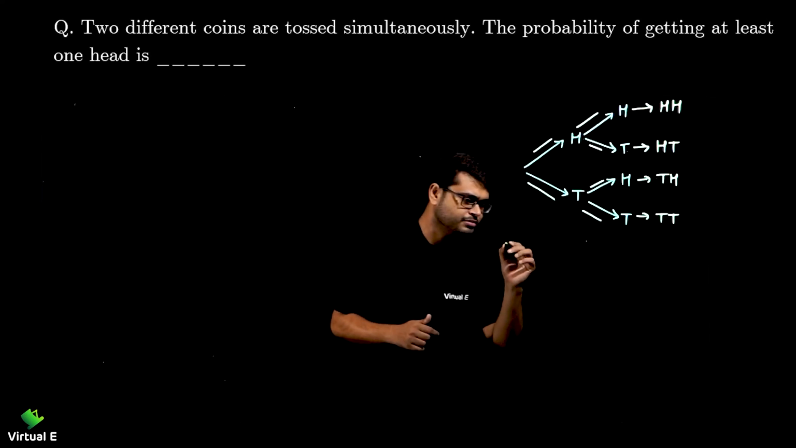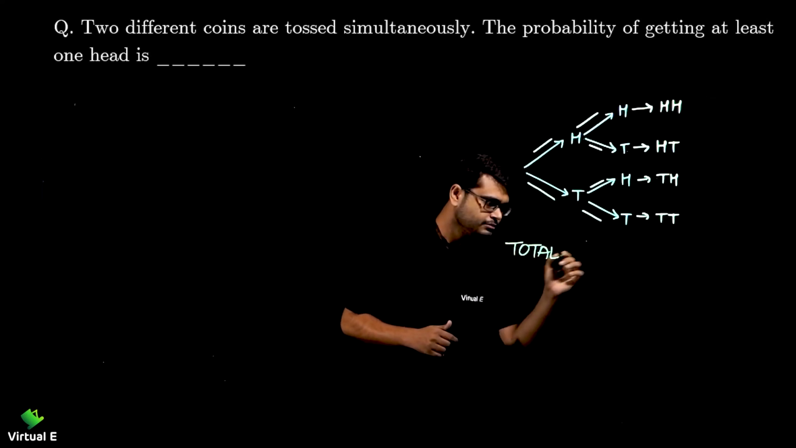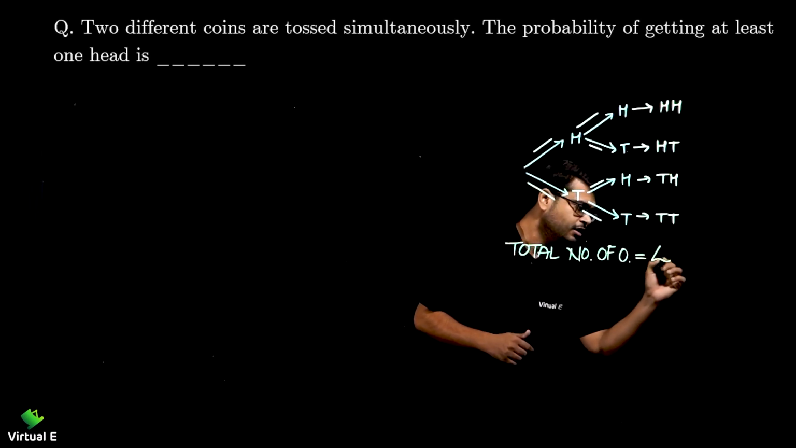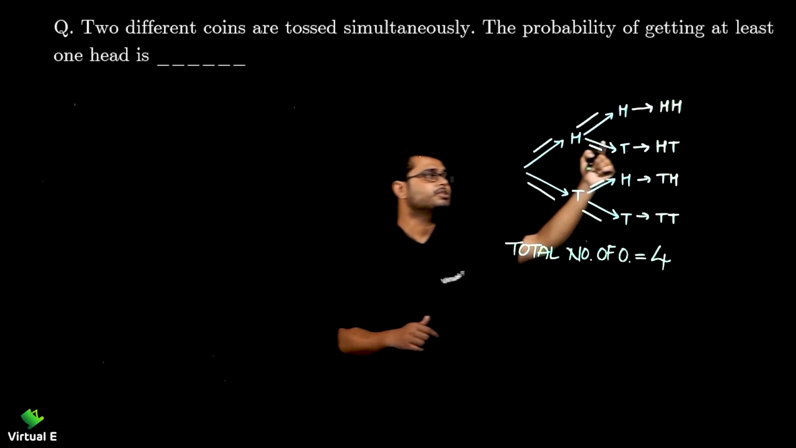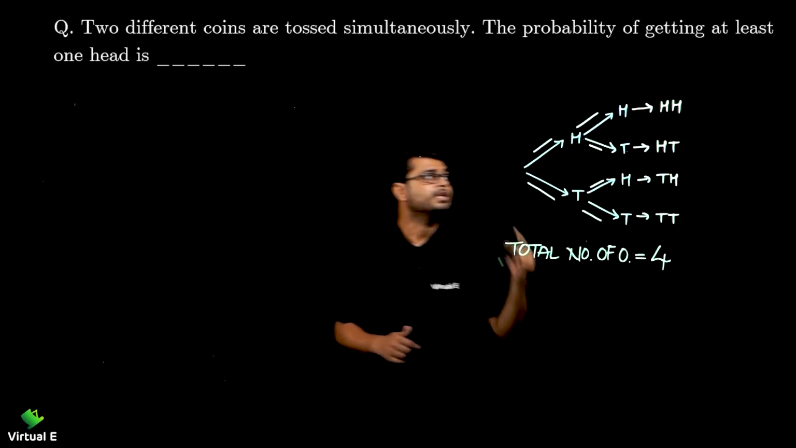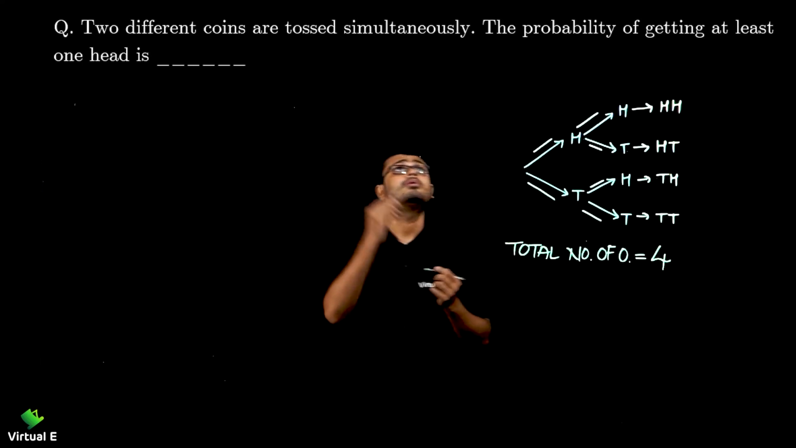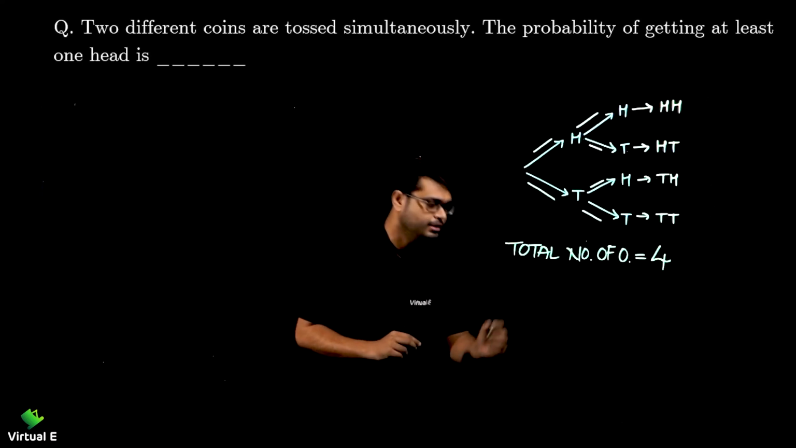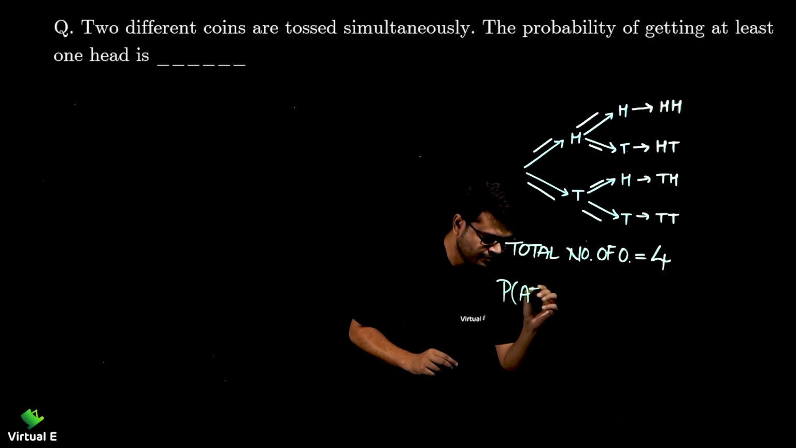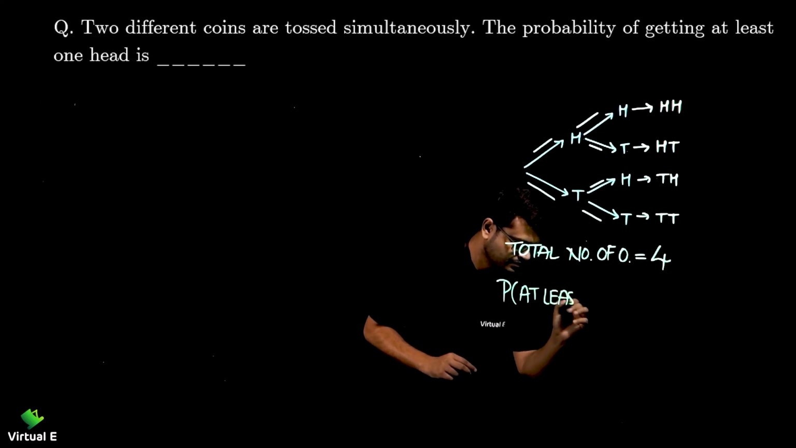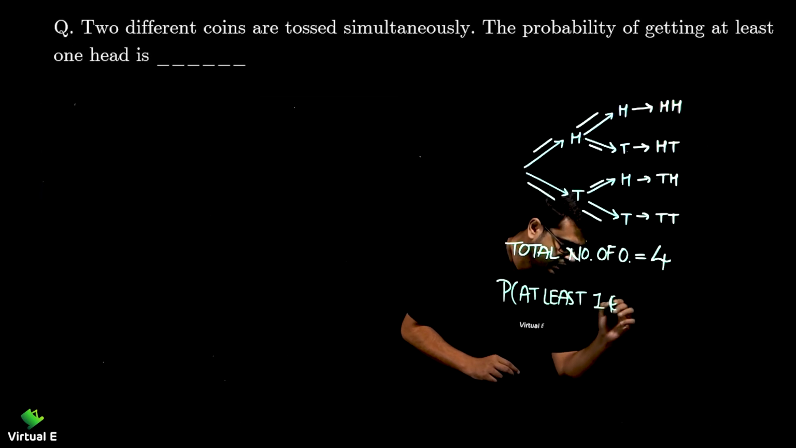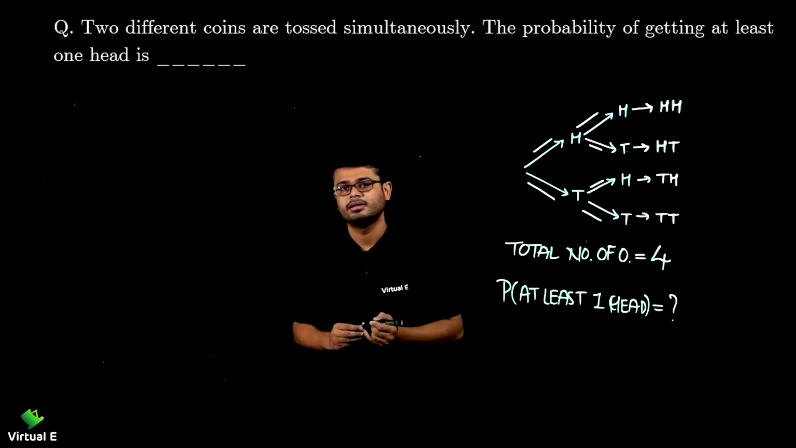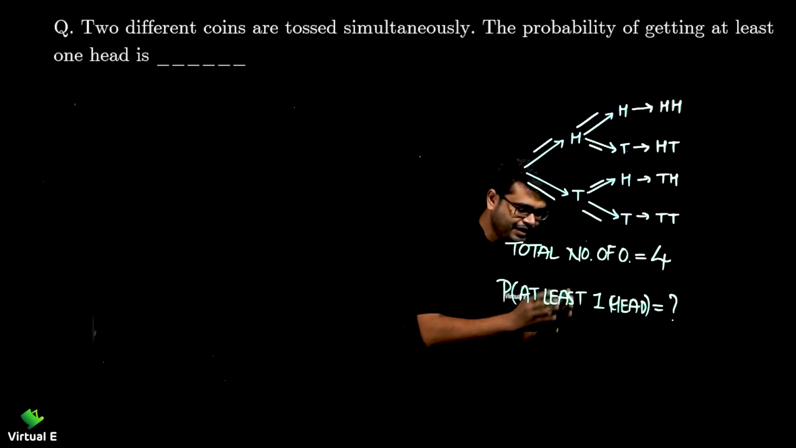So total number of outcomes, let's write, total number of outcomes are how many? 4, right? H, H, H, T, T, H, T, T, head and tail basically. Okay, now what we are interested in, find the probability of getting at least one head. So probability of at least one head, question mark. This is what we want to find here.